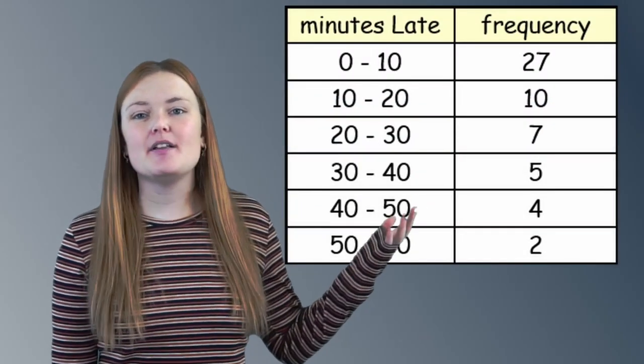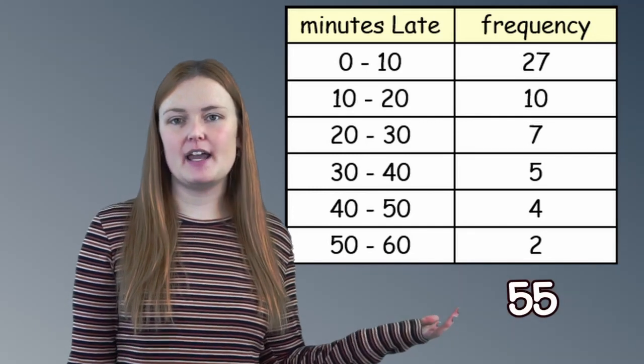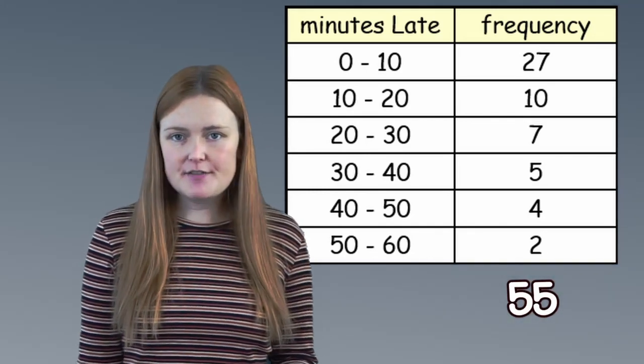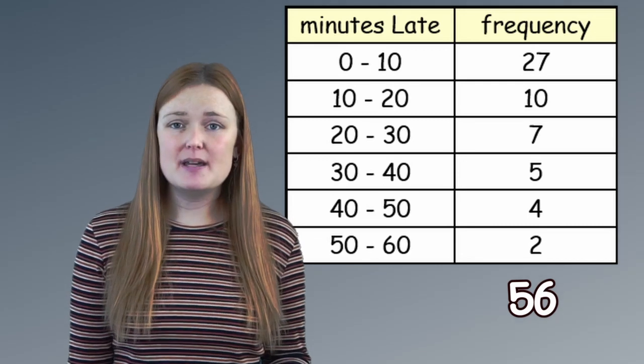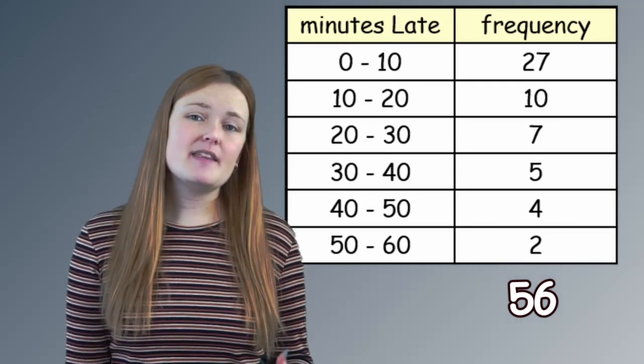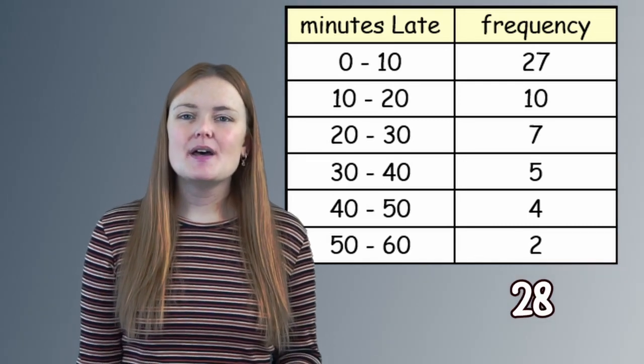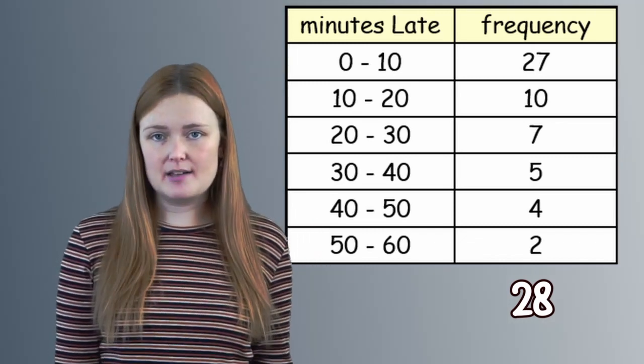So in this sample, there were 55 aircraft that arrived late. So we're going to take 55, the total, and we're going to add 1 to find the median, 56. Then I'm going to half it to get 28. So the median is the 28th value in my list.